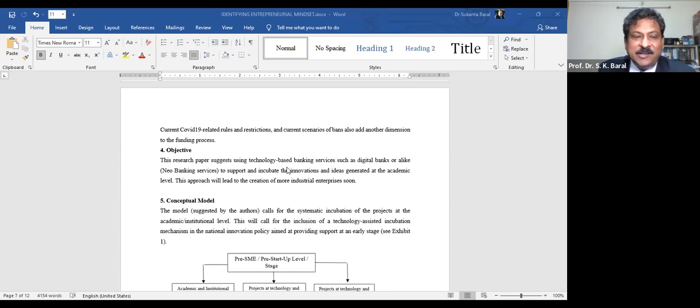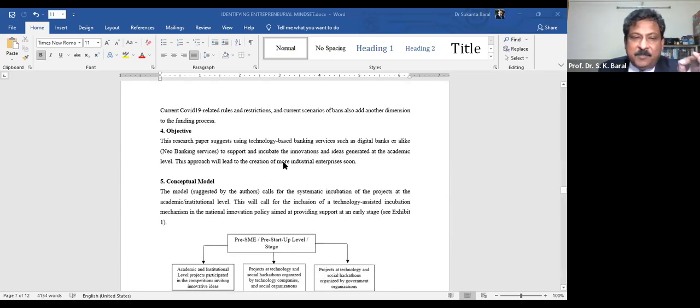And what is the objective of my paper? The paper objective is very simple. This research paper, I have written this research paper. I have never written a peer-reviewed paper before. Peer-reviewed is also a research paper.